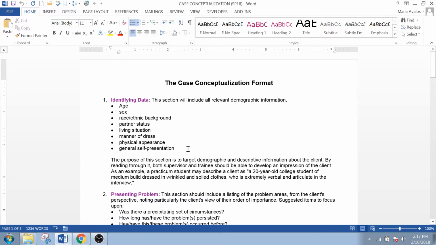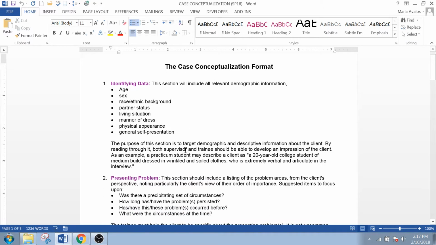And then a general self-presentation. What are they showing you? What do you see? So here I've given you a list of the things you need to cover, but again I have a more comprehensive explanation that says the purpose of this section is to target demographic and descriptive information about the client.